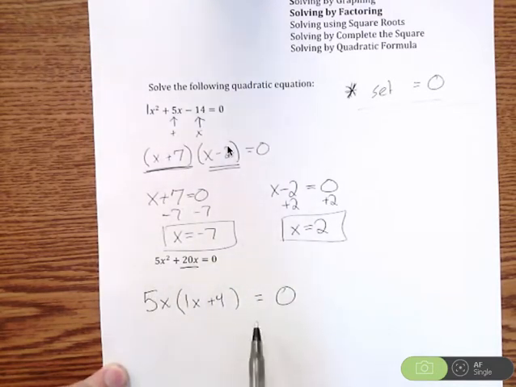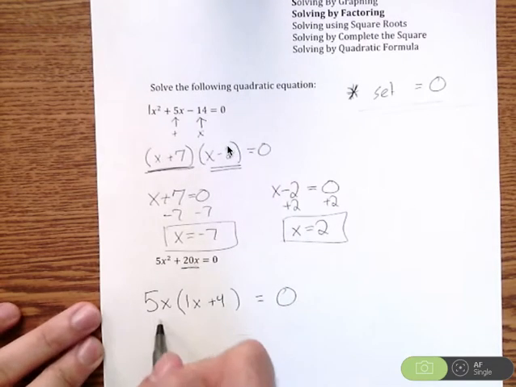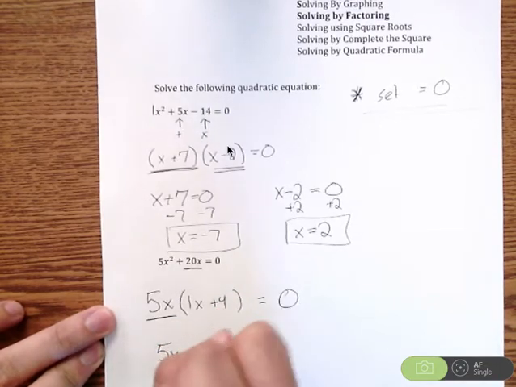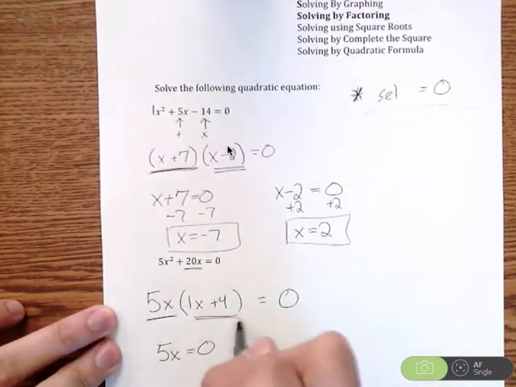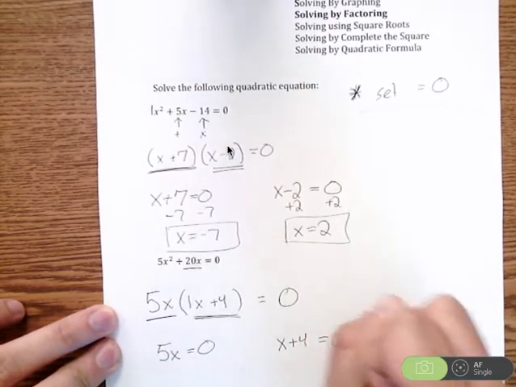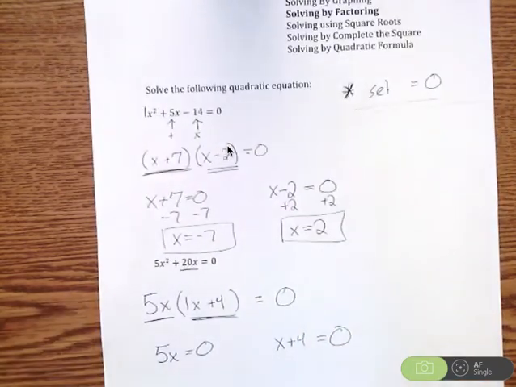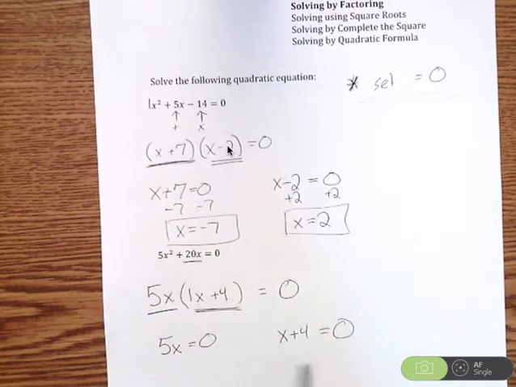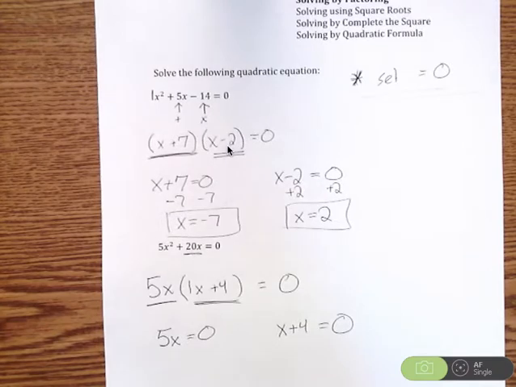Again, using the zero product property, I can take each of my factors and set them equal to 0 because my entire problem is set equal to 0. One of my factors here is 5x, so I'm going to have 5x equal to 0. My other factor, x plus 4, I'm also going to take separately and set it equal to 0. Then from here, it just becomes an Algebra 1 problem. I just need to solve each of these for x.